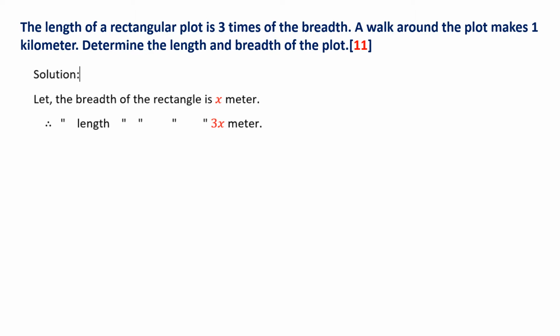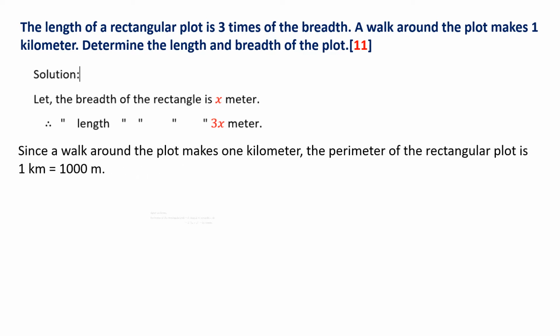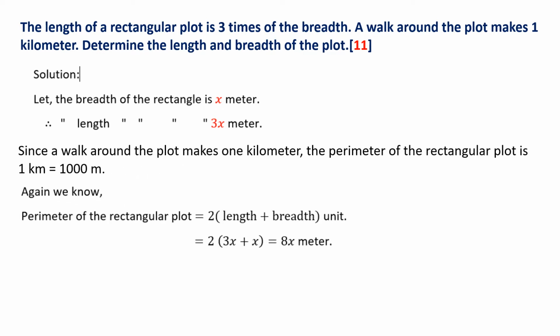That means if you walk around that plot, or walk along the perimeter of that plot, it actually makes 1 kilometer. That means the perimeter is 2 times length plus breadth. That means 2 times 3x plus x is 8x meters, and that 8x is 1000 meters, because when you are walking around that plot, it makes 1000 meters or 1 kilometer.